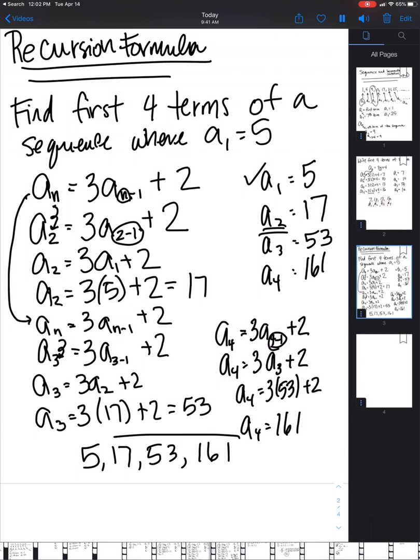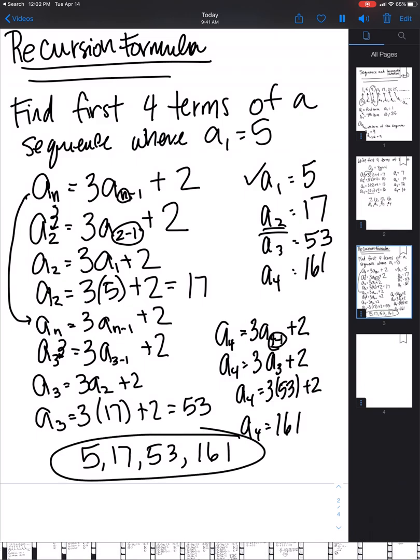So if I wanted to find the 5th term, guess what? I'm going to plug in the 4th term. If I want to find the 6th term, I'm going to plug in the 5th term. So see how that works? I found the 2nd term, I plugged in the 1st term. So that's what's called recursive, because it keeps on using the one before it.